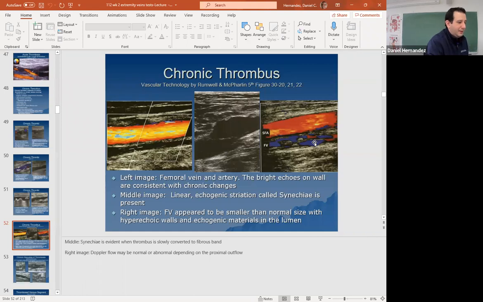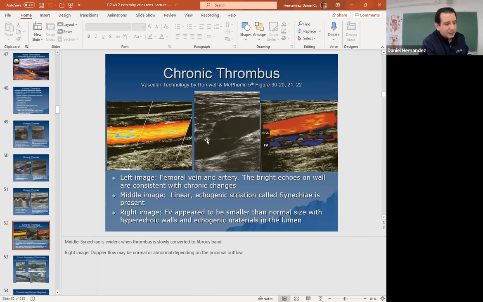Typically these chronic vessels will have small residual lumens. The flow will sometimes take a disturbed pattern, or we can have almost complete recanalization. If I was to put color flow on this one, this would probably almost all fill up with color, but we just see this linear echogenic structure.